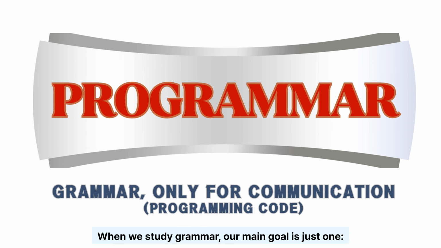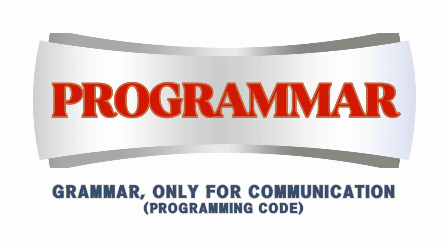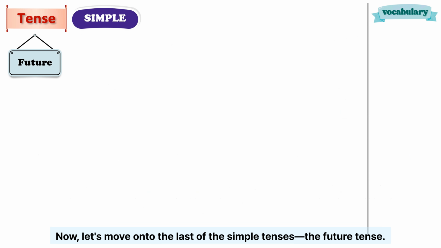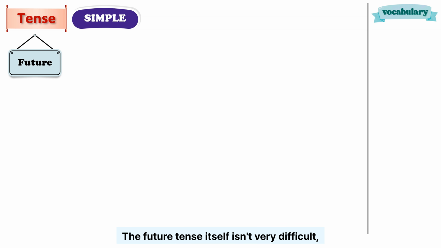When we study grammar, our main goal is just one: communicating effectively. Now let's move on to the last of the simple tenses, the future tense. The future tense itself isn't very difficult, but there are many ways to express it depending on context, and each form carries a different nuance, so we need to look at it closely.